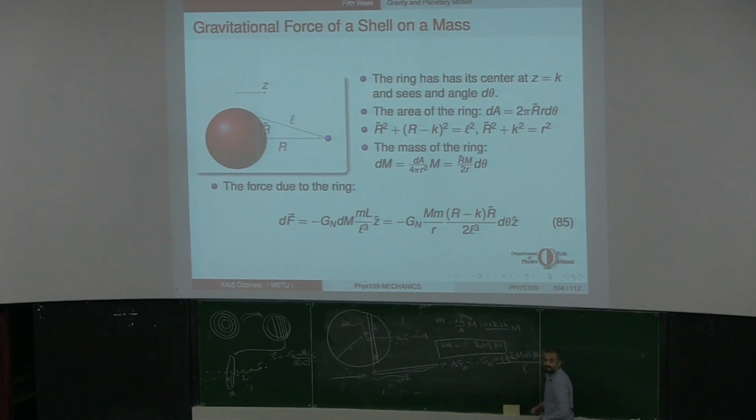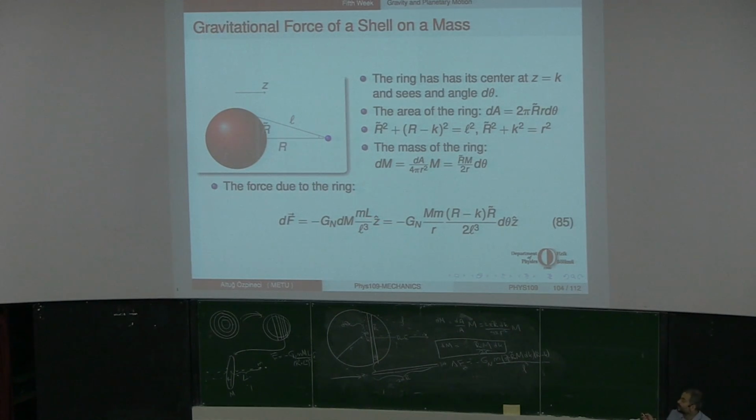Now the area of my sphere is not 4 pi over 3 r cubed, it is 4 pi r squared. So if it is 4 pi r squared, I have r tilde m over 2r. This is my mass. Okay, so this is the mass of my ring. I have the force created by this ring only.